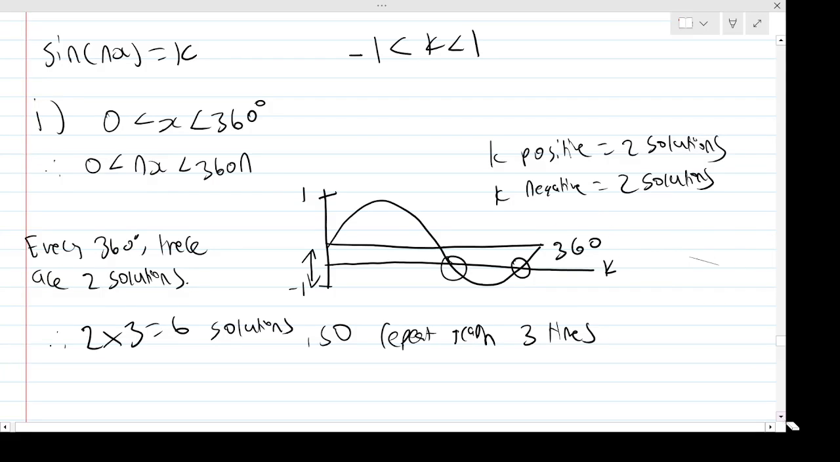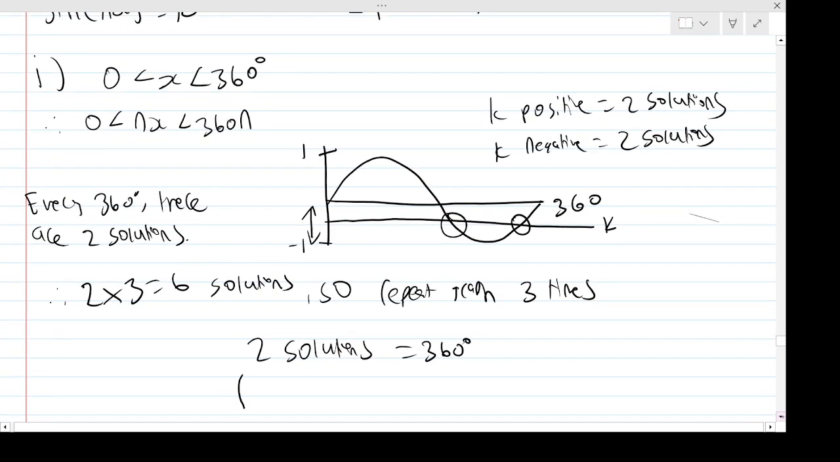But hopefully you notice, if we're repeating it 3 times to get 6 solutions, because 2 solutions is 360. Think of it like this, right? 2 solutions is in 360 degrees. So then, therefore, 6 solutions, if I times by 3, what angles do we need to consider there? Times it by 3, 360 times 3 is 1080. So there are 6 solutions when we go to 1080 degrees.